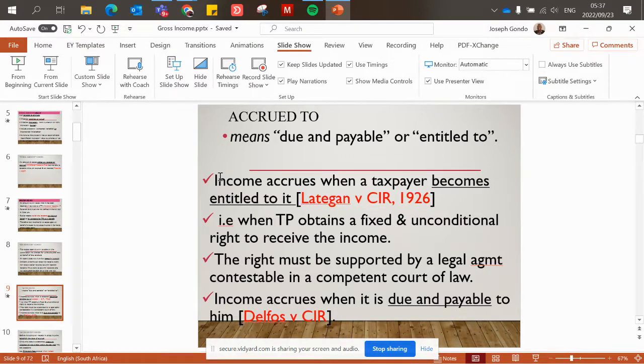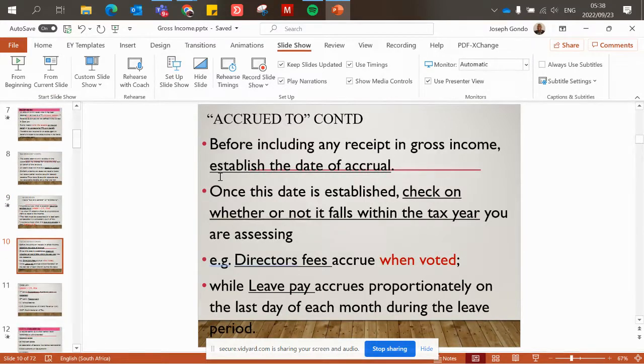So we say the right must be supported by a legal agreement, contestable in a competent court. So in this case, it would be like your employment agreement, your employment contract, where it will be explicit to say we receive salary on the 30th.